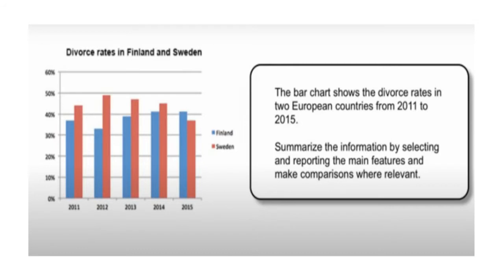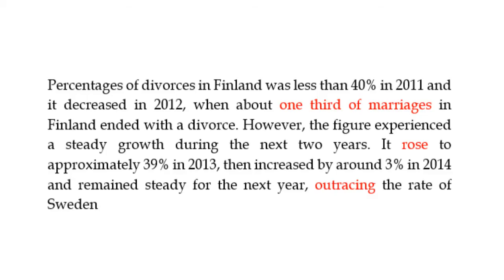In the first paragraph, we will try to write about Finland, and we should use connecting words so that the paragraph is arranged in a logical way and the examiner will be able to understand what we are trying to convey. So here it is. Percentage of divorces in Finland was less than 40% in 2011 and it decreased in 2012, when about 1/3 of marriages in Finland ended with divorce. However, the figure experienced a steady growth during the next 2 years. It rose to approximately 39% in 2013, then increased by around 3% in 2014 and remained steady for the next year, outracing the rate of Sweden.